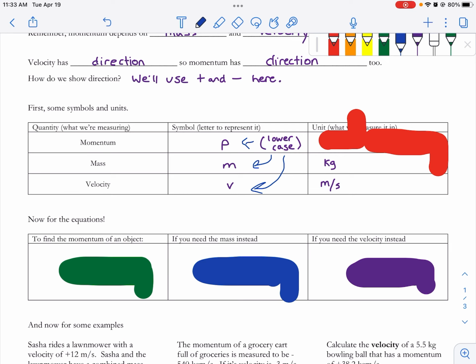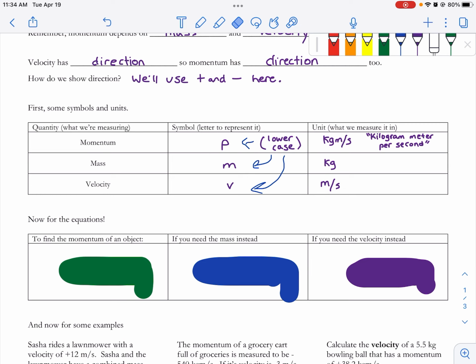And the units for momentum are going to be something completely weird. It'll be more obvious once we write the equation down, but because momentum depends on mass and velocity, it's really just a combination of those two units, kilogram meters per second. And that's how we say it, kilogram meter per second is exactly what that looks like, okay? So those are the symbols and the units that we use right there.